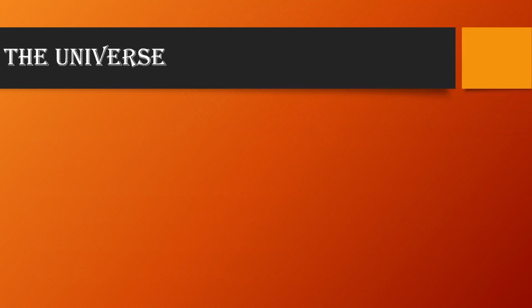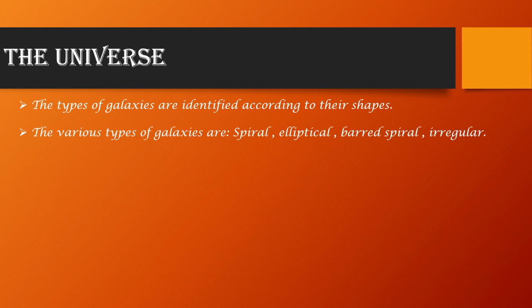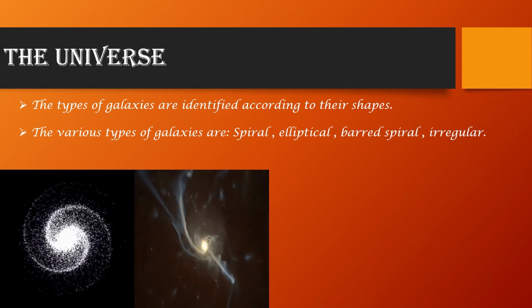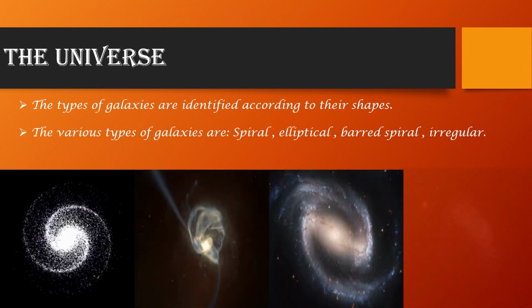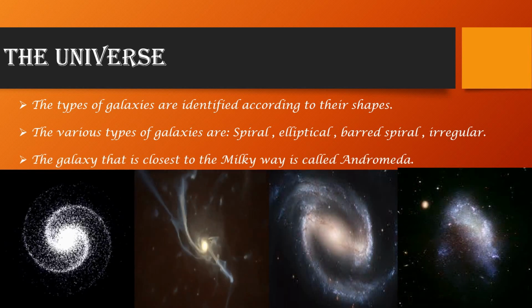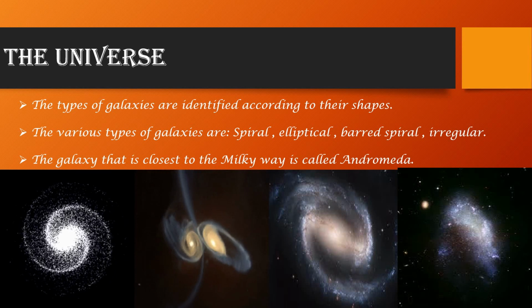Now students, the types of galaxies are identified according to their shapes. The various types of galaxies are spiral galaxies, elliptical galaxies, barred spiral galaxies and irregular galaxies. The galaxy that is closest to the Milky Way is called Andromeda.